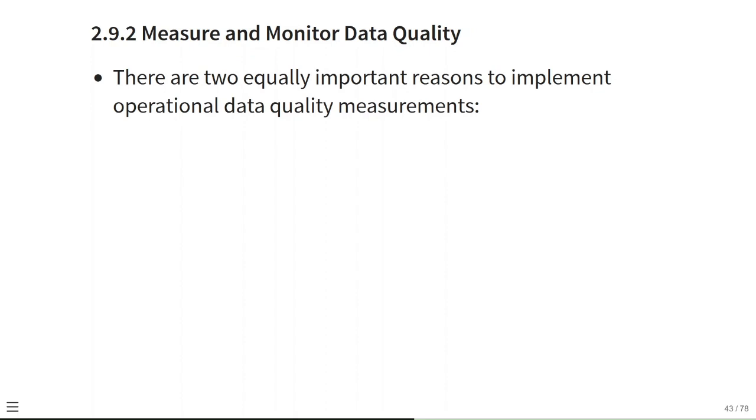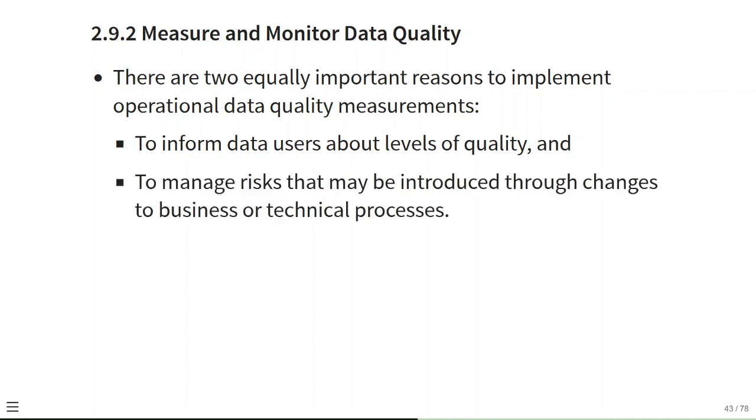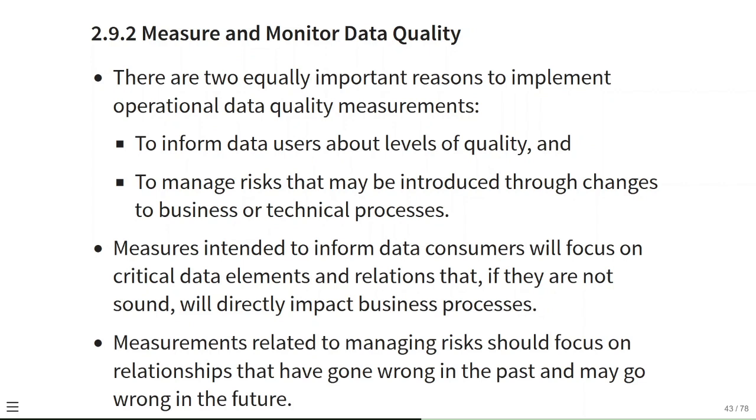Measure and monitor data quality. There are two equally important reasons to implement operational data quality measurements: to inform data users about levels of quality and to manage risks that may be introduced through changes to business or technical processes. Measures intended to inform data consumers will focus on critical data elements and relations that, if they are not sound, will directly impact business processes. Measurements related to managing risks should focus on relationships that have gone wrong in the past and may go wrong in the future.